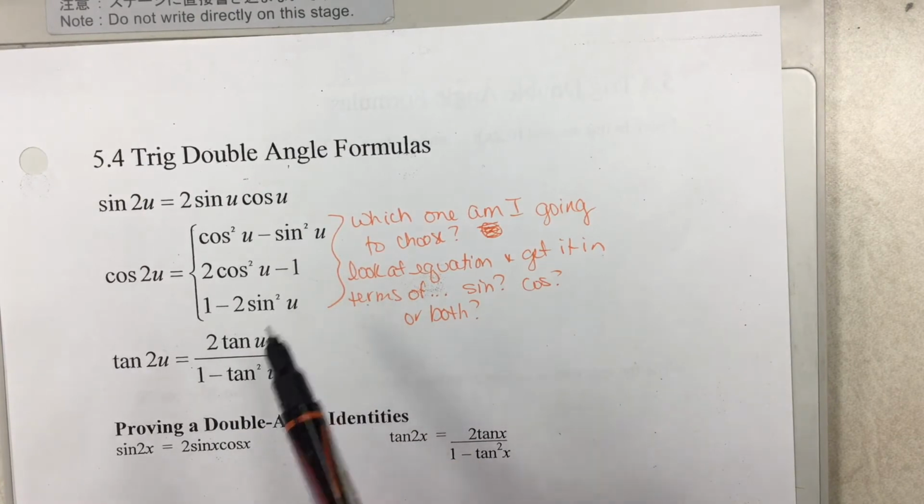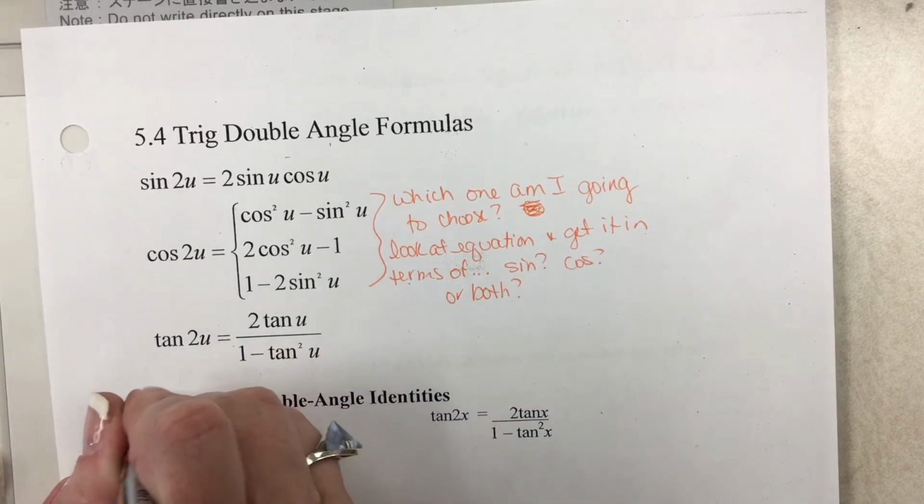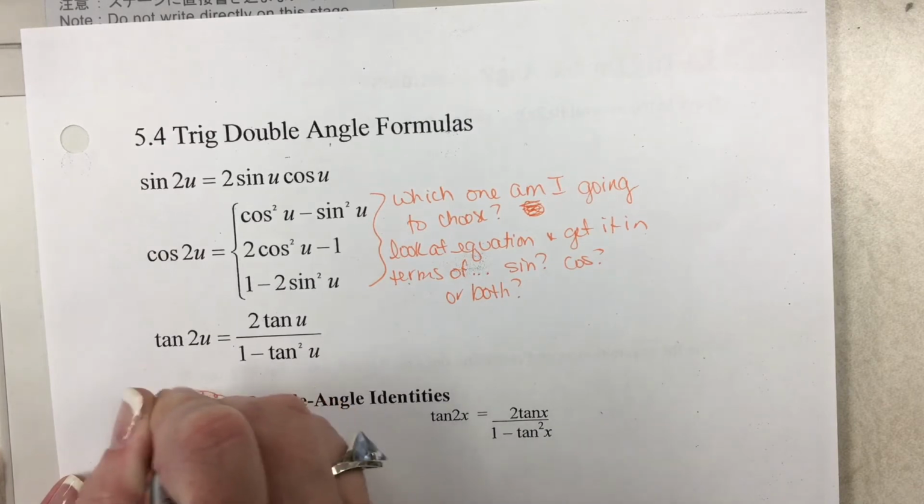Just like in 5.3 with the sum or difference of angles, it's very straightforward. Once you can determine which one, especially with sine and cosine, or sine and tangent, you're just substituting into that equation for the angles that we have. So the first thing we're going to do is actually prove. We're not solving anything, we're proving.